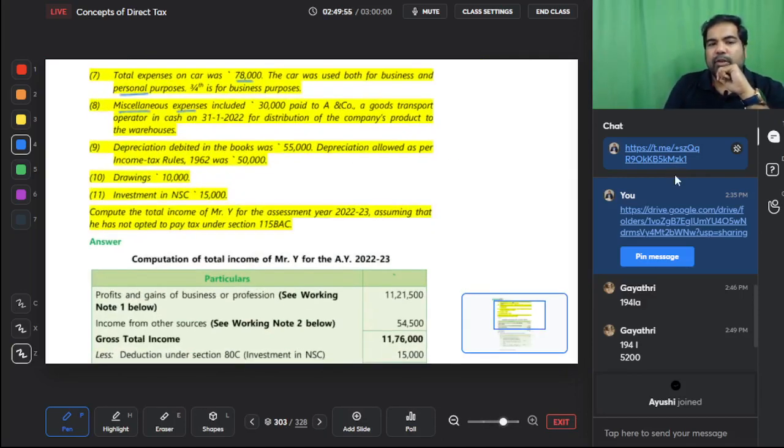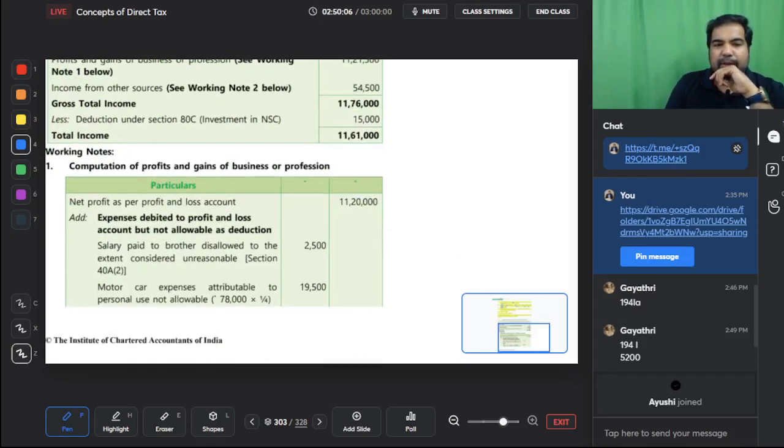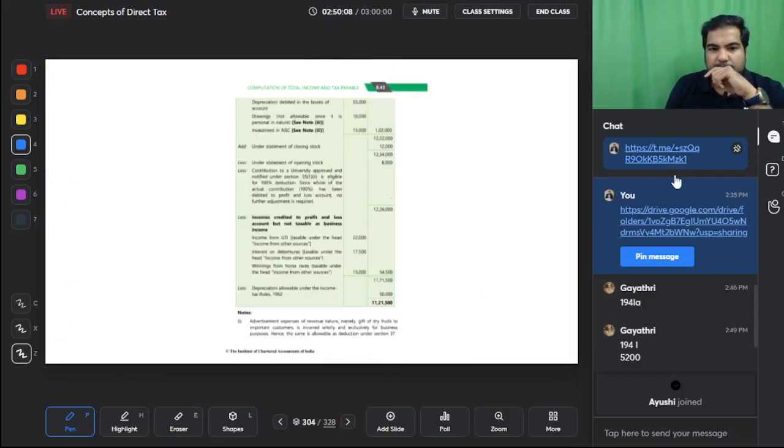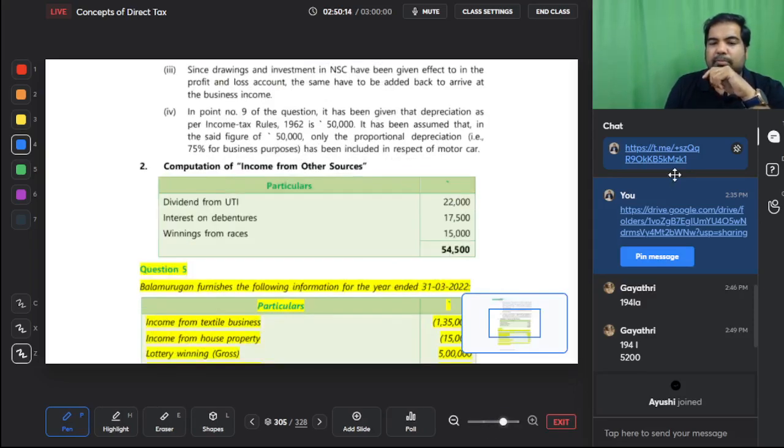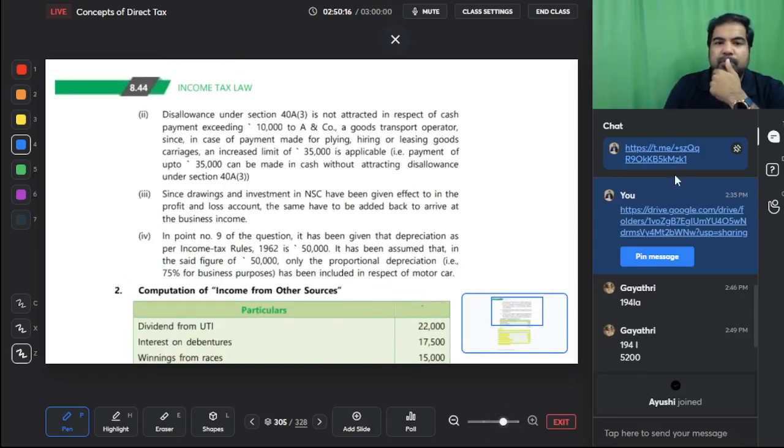Miscellaneous expenses included 30,000 paid to a goods transport operator, GTA, in cash for distribution of the company's product to warehouses. Generally guys, when the GTA is paid in cash, it's allowed, but this one will have to be added back. I'm just showing you this one here. 30,000. They haven't added it, so they have assumed that even to a GTA is okay.